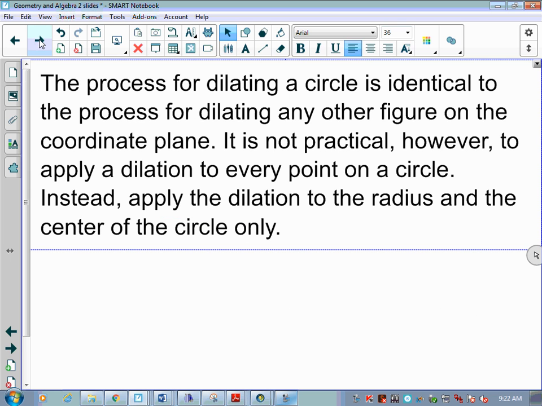The process for dilating a circle is identical to the process for dilating any other figure on the coordinate plane. It's not practical, however, to apply a dilation to every point on a circle. Instead, apply the dilation to the radius and the center of the circle only.